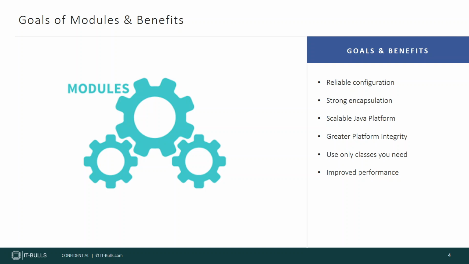You may find that considering modularity helps you come up with cleaner, more logical designs. Scalable Java platform. Previously, the Java platform was a monolith consisting of a massive number of packages, making it challenging to develop, maintain, and evolve. It couldn't be easily subsetted.